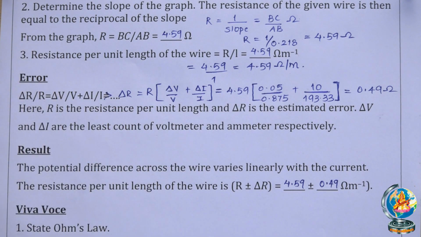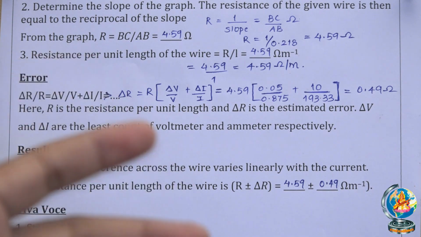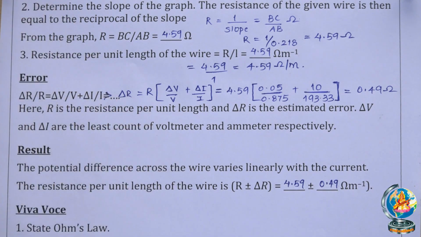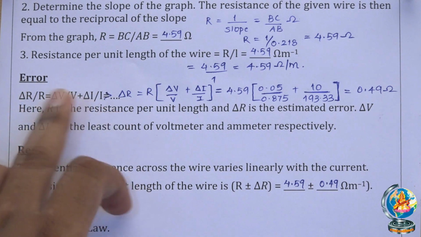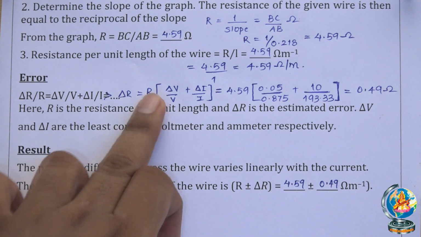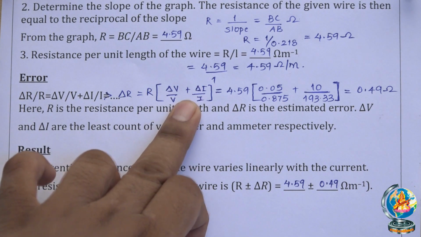Now finding the error in this resistance. We know the equation V is equal to IR. From that we can formulate the fractional error equation, that is delta R by R is equal to delta V by V plus delta I by I. From that I can calculate delta R, that is equal to R into delta V by V plus delta I by I.